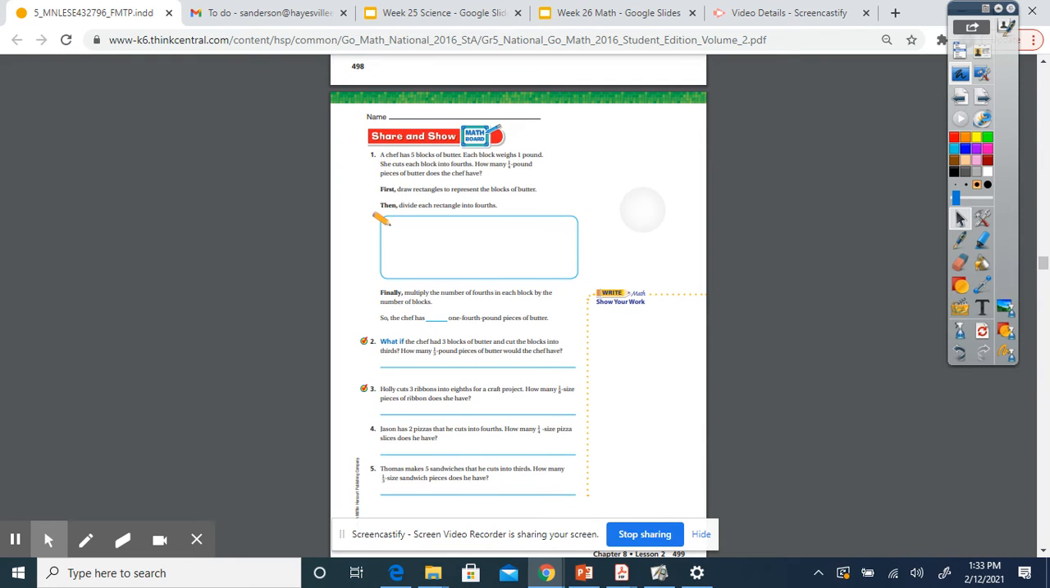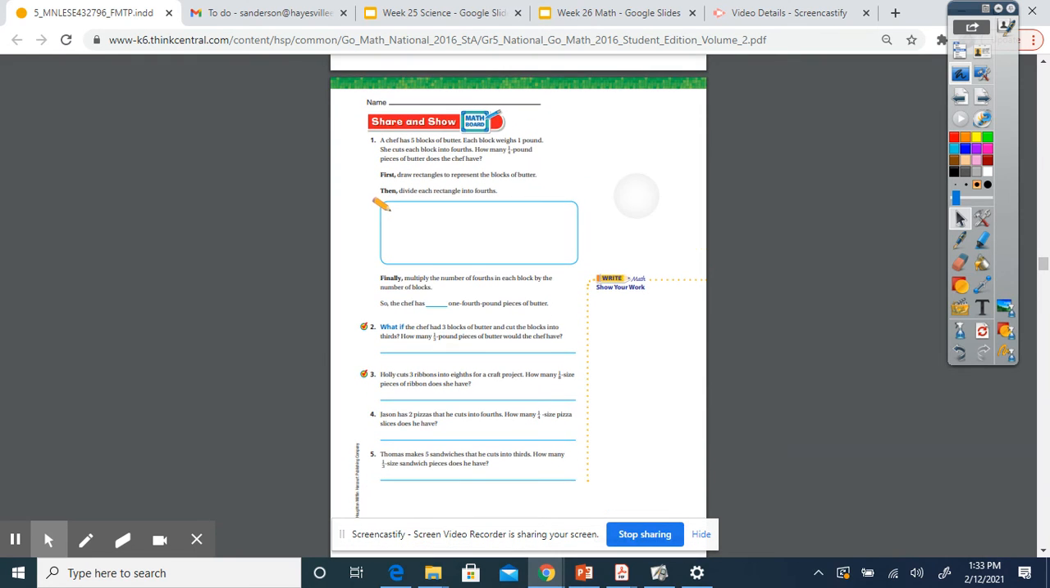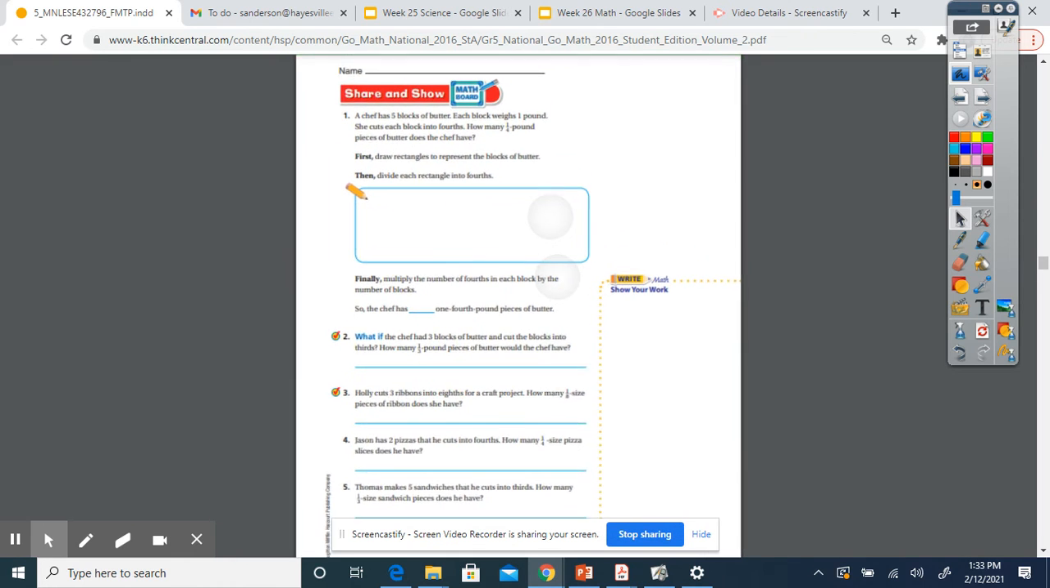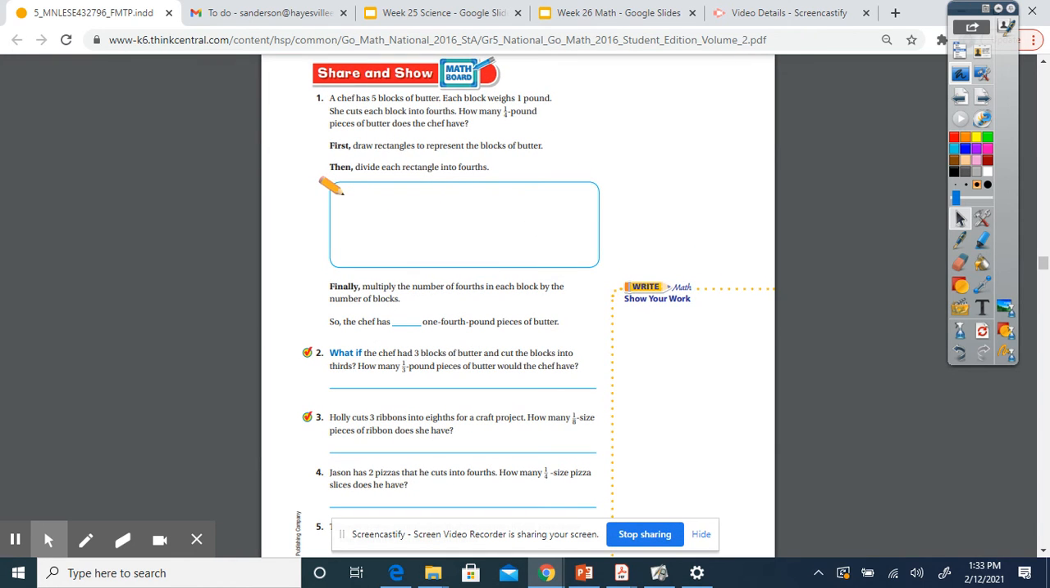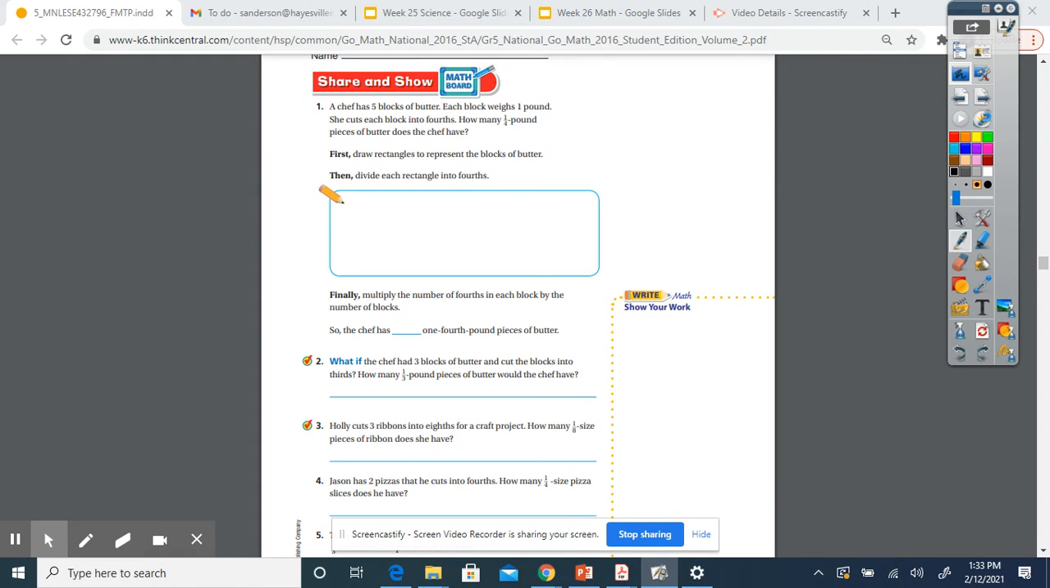All right, let's look at one more on page 499. A chef has 5 blocks of butter. Each block weighs 1 pound. She cuts each block into 4s. How many 1/4 pound pieces of butter does the chef have? It says first draw rectangles to represent the blocks of butter. So we've got 5 blocks of butter. I'm going to do 1, 2, 3, 4, and 5. Here are my 5 blocks of butter.